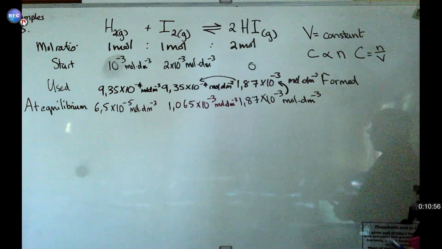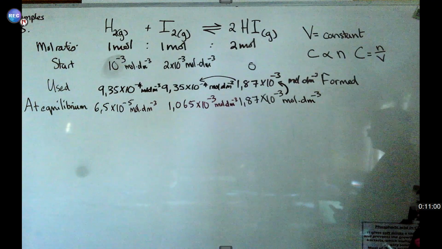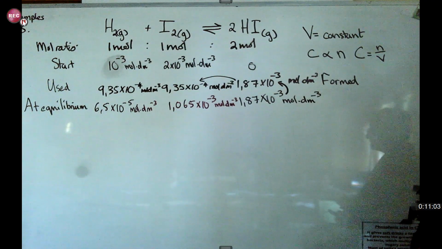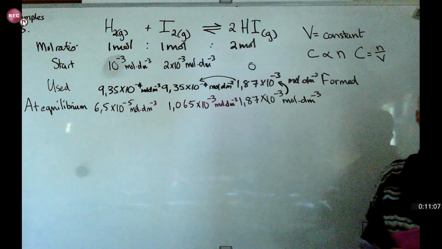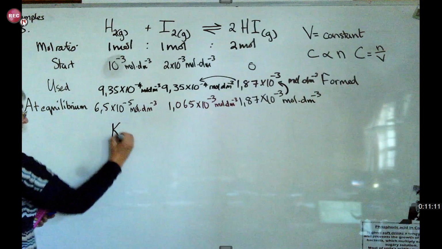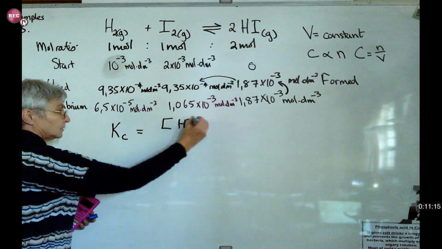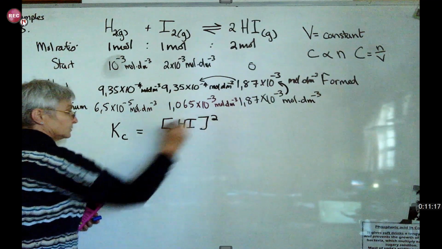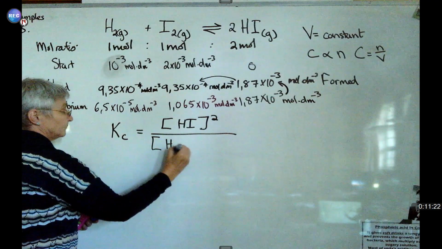Alright, so now we have the equilibrium concentrations. We need to get Kc's value. To get Kc's value, I need the equilibrium expression for this reaction. So what is it? Kc equals the HI to the power 2, divided by the hydrogen times the iodine.